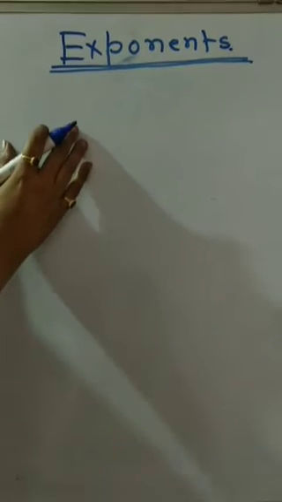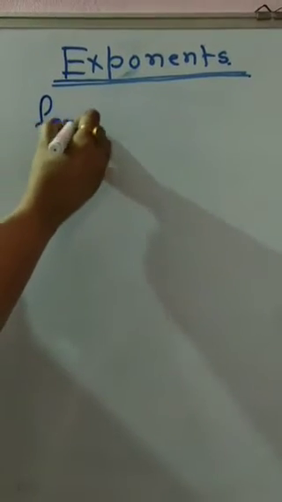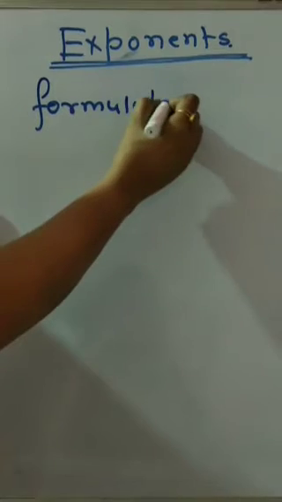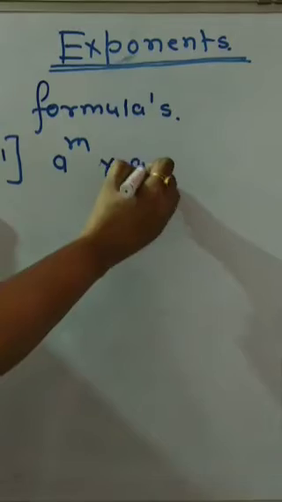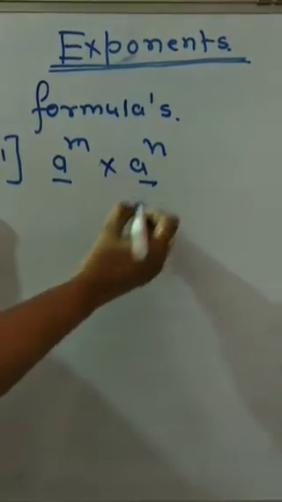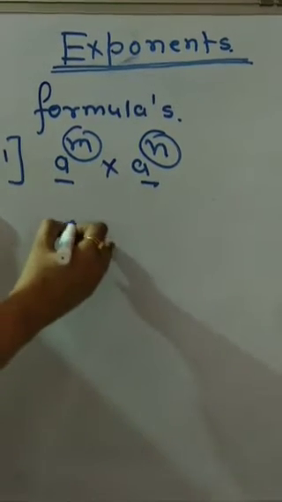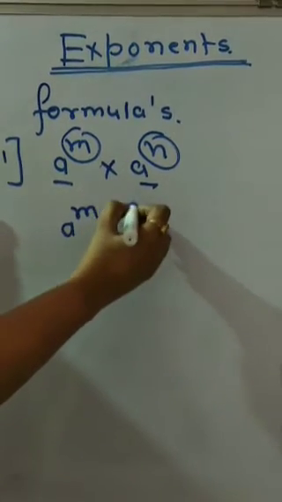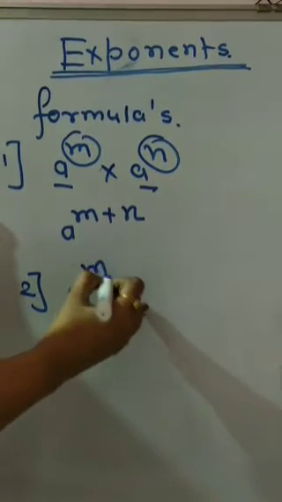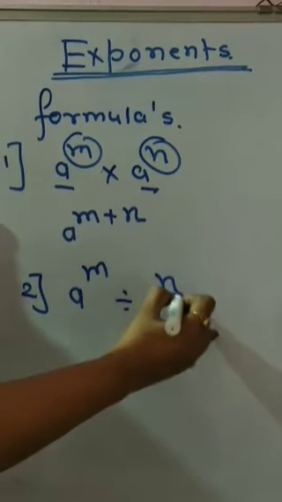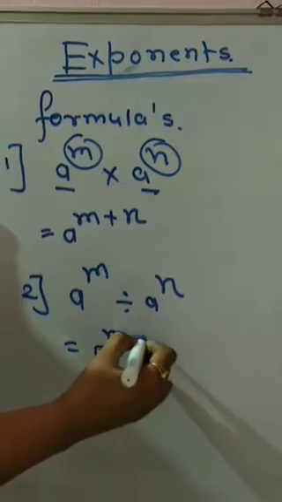Students, we are learning exponents. We have to take some formulas of exponents. First one is a raised to m into a raised to n, where a is the base and m and n are the powers. Second, a raised to m divided by a raised to n is equal to a raised to m minus n.